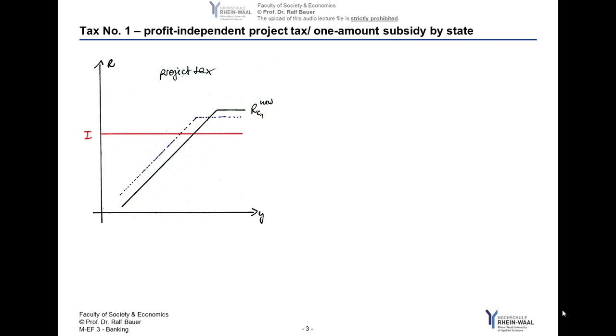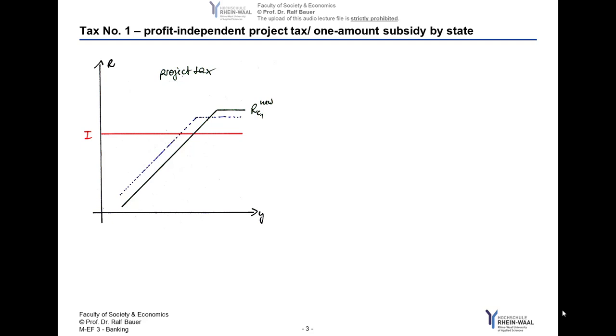The RC1 new is fictively assumed. You cannot really state how big it is. In a final exam, it's to see where is the edge and what happens to the contractual fixed repayment. The edge moves to the right and the contractual fixed repayment increases.